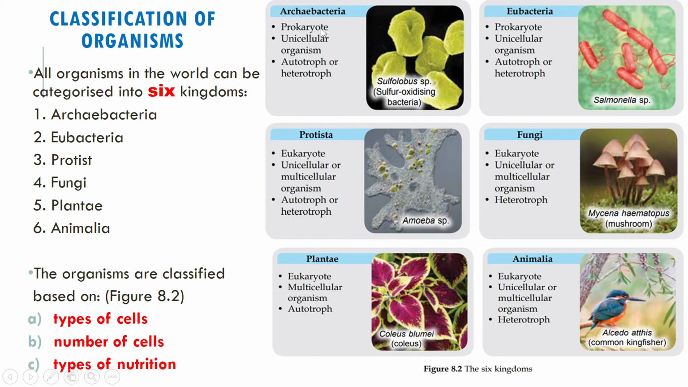whether, you can see here, prokaryote or eukaryote. You can see 3 bullets right here for each of these organisms. The first one is based on the types of cells, whether it is prokaryote or eukaryote. Number 2 is based on the number of cells, whether they are unicellular or multicellular. And then number 3, the classification is made based on the types of nutrition, whether they are autotroph or heterotroph or both.